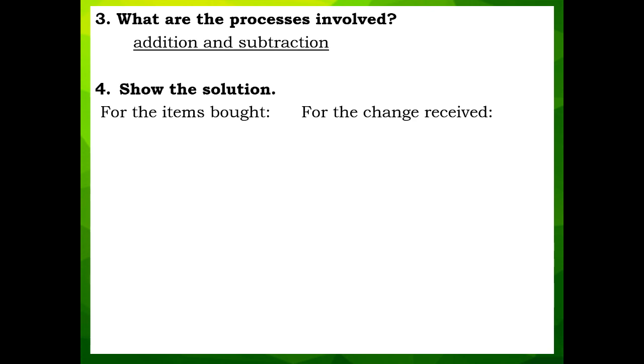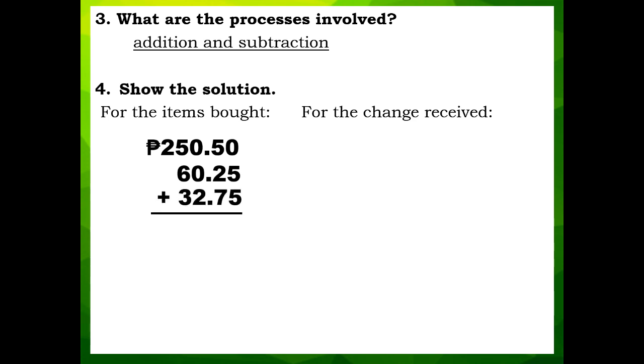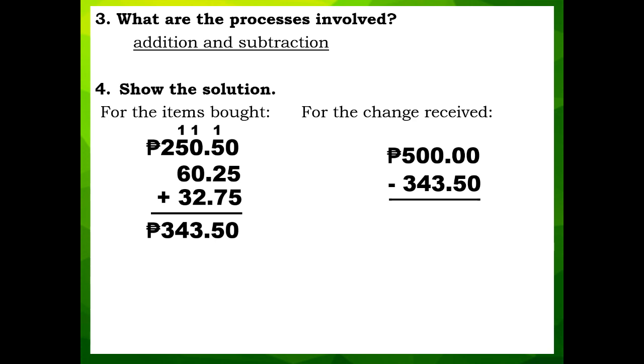For the items bought, we add 250 pesos and 50 centavos, 60 pesos and 25 centavos, and 32 pesos and 75 centavos. The sum is 343 pesos and 50 centavos. And for the change received, we subtract 343 pesos and 50 centavos from 500 pesos. The difference is 156 pesos and 50 centavos. Did you get it? Amazing!